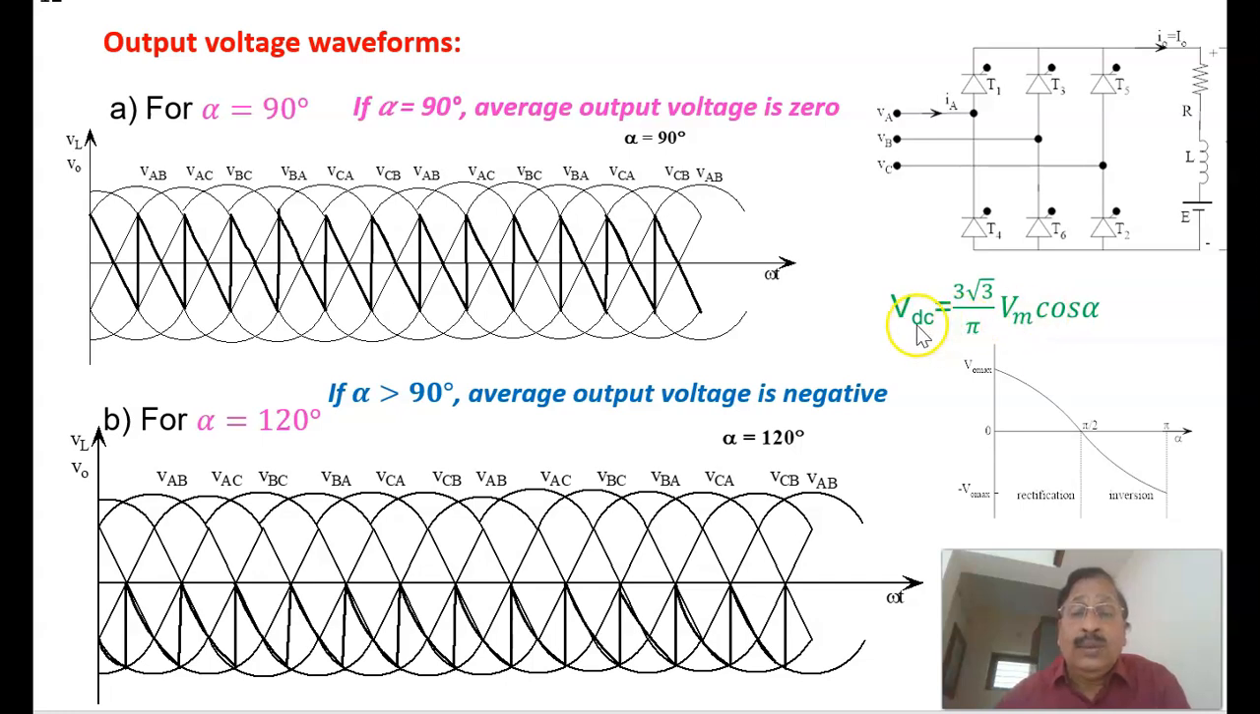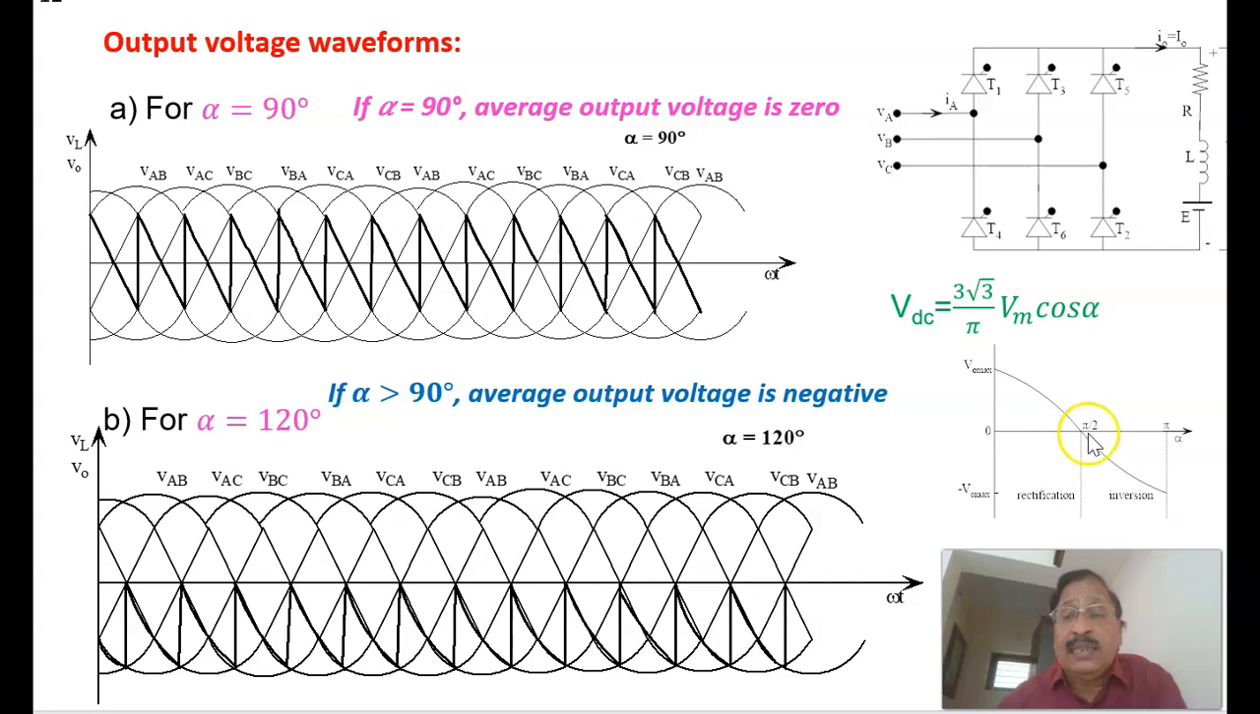As I told you, the average DC voltage we derived is equal to 3 root 3 Vm by pi cos alpha. If alpha is less than 90, this quantity will be positive. That is called the rectification process. The AC voltage will be converted into a DC voltage, that is, this is working as a rectifier.